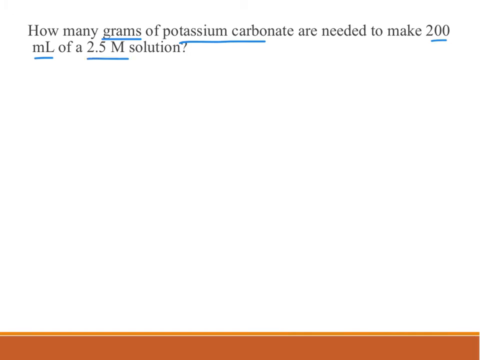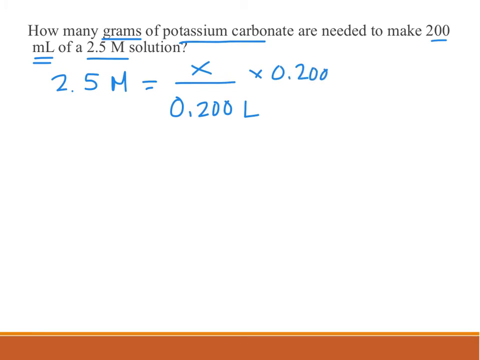So let's start by putting together the molarity formula. We know we want to make a 2.5 molar solution. That's going to equal some number of moles over our volume, which is 0.200 liters. Again, we've got to convert these milliliters to liters. So if we go ahead and solve for x, in this case we're going to have to multiply both sides by 0.200 in order to cancel out our liters. If we multiply this side by 0.2, I don't have enough space on the left, but to go ahead and do the math, we're going to end up with x being equal to 0.500 moles.